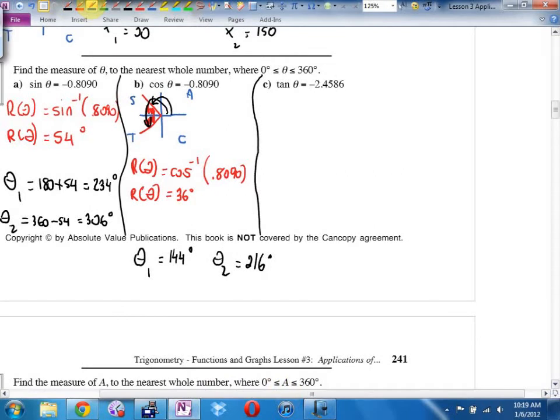Try this one on your own. I won't freeze the screen. If you get stuck, you can look up. I'll just do this, but see if you can try this one on your own.